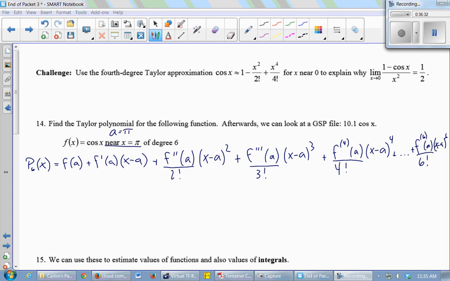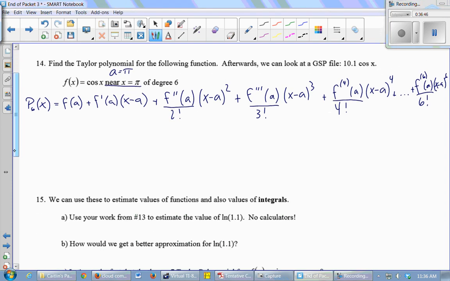A is pi. So all I have written down here so far is the formula for a Taylor polynomial, right? The general formula that I gave you on the previous page. But in this case, a is pi. So I'm going to plug pi's in for all of these things. And I just stopped at degree 6, right? So this is going to be f of pi plus f prime of pi times x minus pi. So I'm just replacing all the a's with pi's.